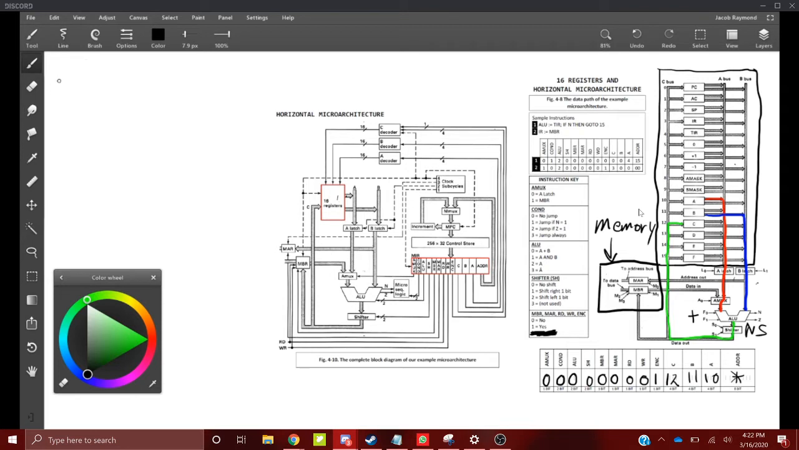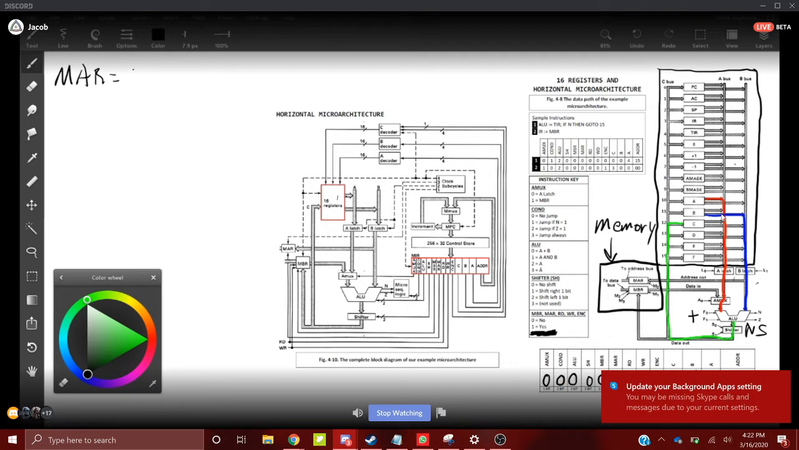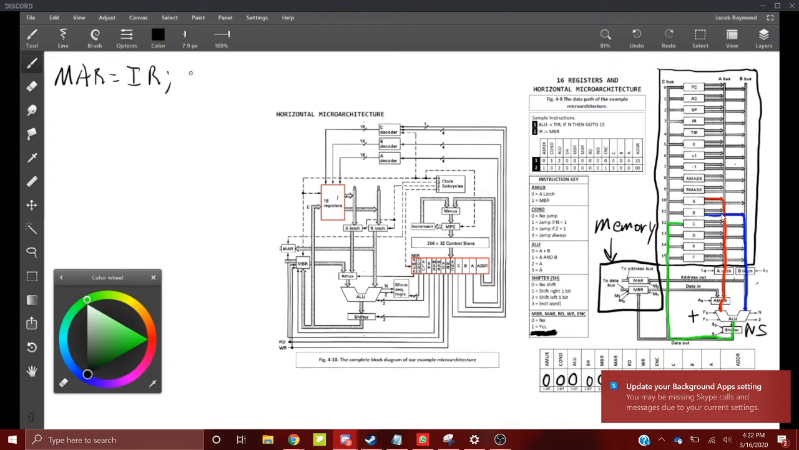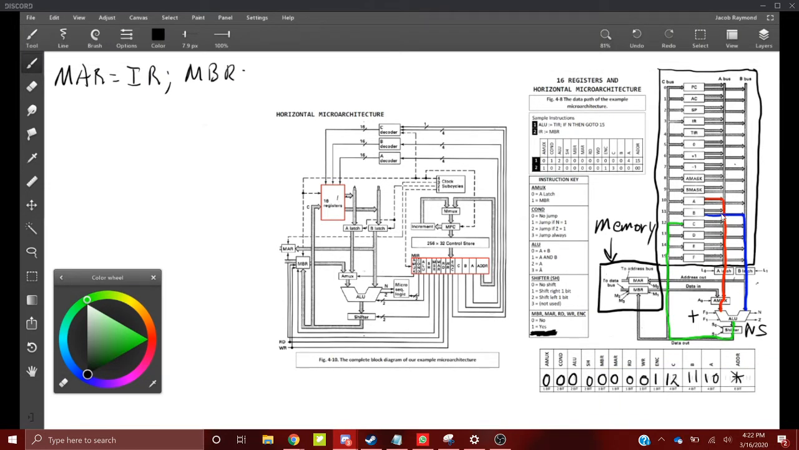So yeah, let's do MAR equals, let's say IR, MBR equals A, and then write. So here, actually, this is an example of how the MAR and MBR are used. MAR stands for memory address register, and MBR stands for memory buffer register.